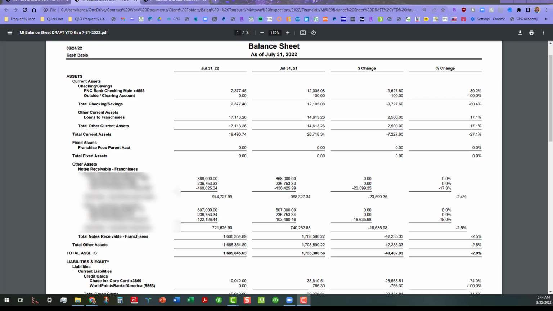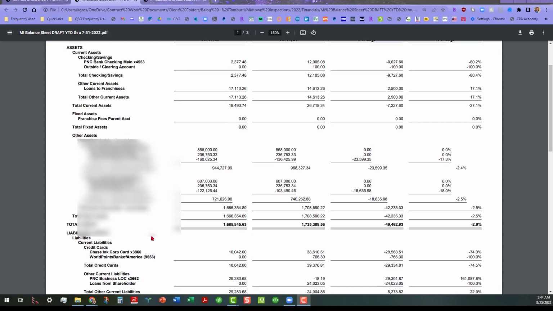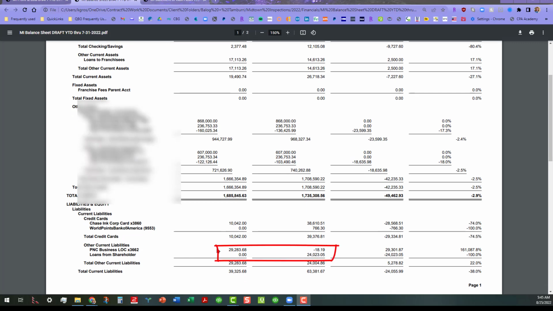Now, the second thing we have to consider on the balance sheet side is paying down some of these other things that are not really expenses, but we may have notes receivables that we're paying down. We may have other loans that we're paying down. So as you can see on this particular balance sheet, we have a couple of liabilities here, such as the Chase Inc. credit card, which is showing at $10,000. We also have a line of credit that we're actually drawing from.